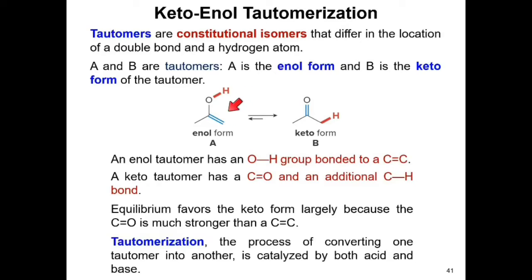In the enol form, you have a hydroxy group that's directly bonded to a double bond. In a keto tautomer, you have the carbonyl group and an additional carbon to hydrogen bond. In terms of equilibrium, the formation of the ketone is favored, and that's because the carbon to oxygen bond is a lot stronger compared to a carbon-carbon double bond. And that's why in the hydration of alkynes, the alkyne is converted to a less stable enol form, which is ultimately converted into a keto form.